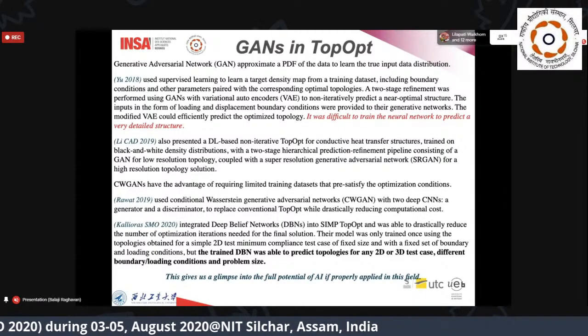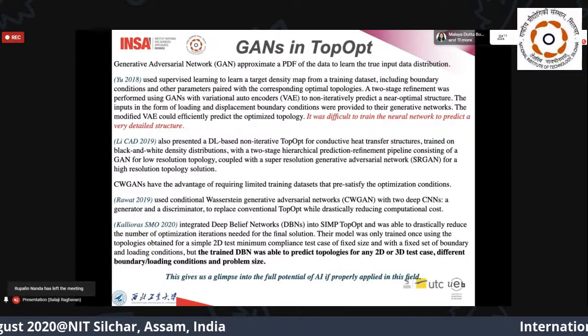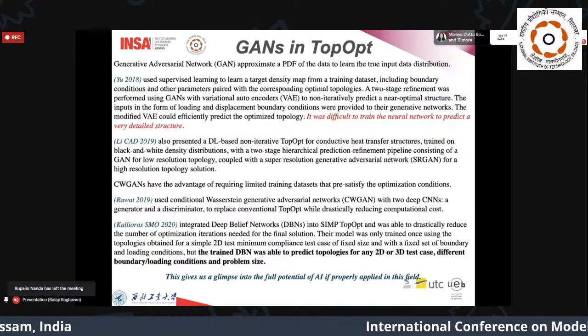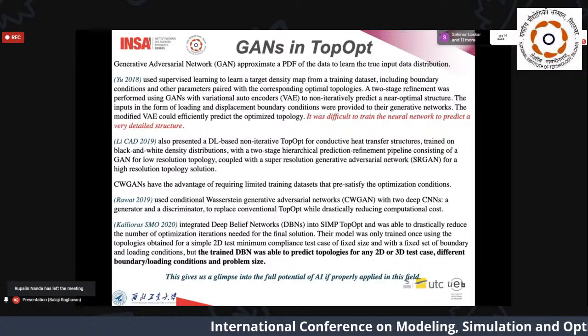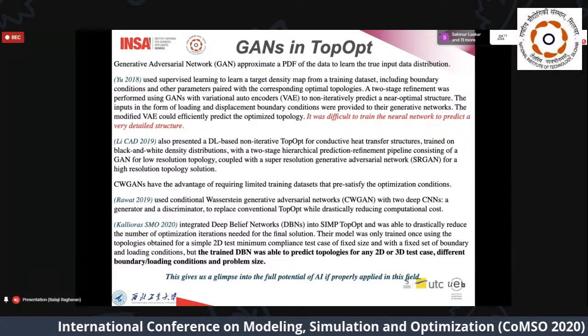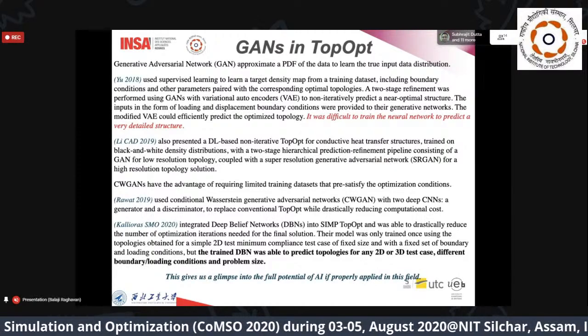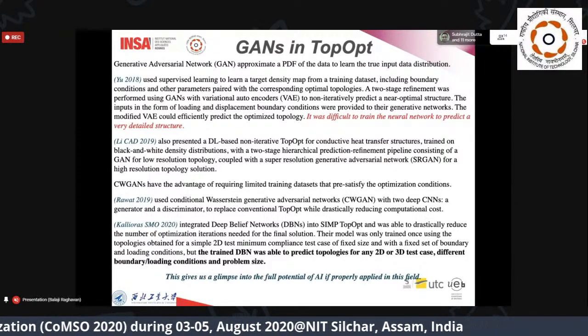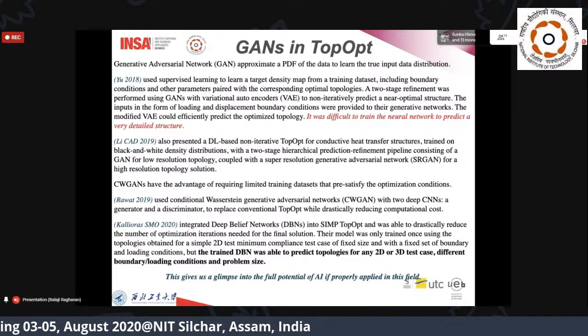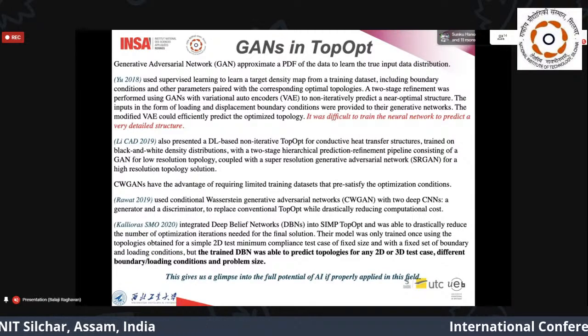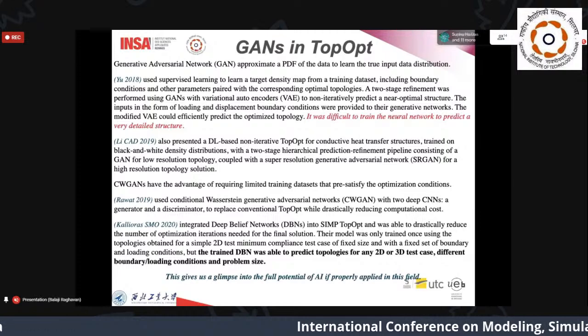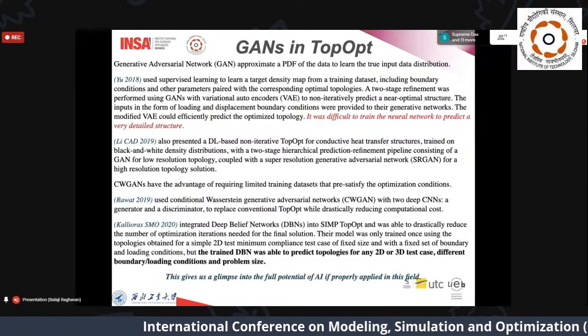But reportedly, their trained deep belief network was eventually able to predict optimal topologies for any 2D or 3D test cases, regardless of boundary loading conditions or problem size. So while things need to be verified and we need to wait to see how things pan out with deep learning, I think this gives us a glimpse into the full potential of artificial intelligence if properly applied in this field.